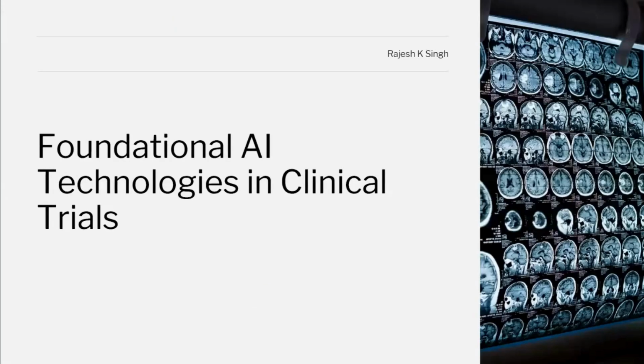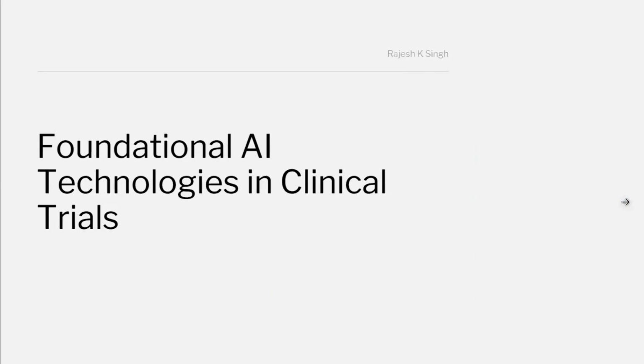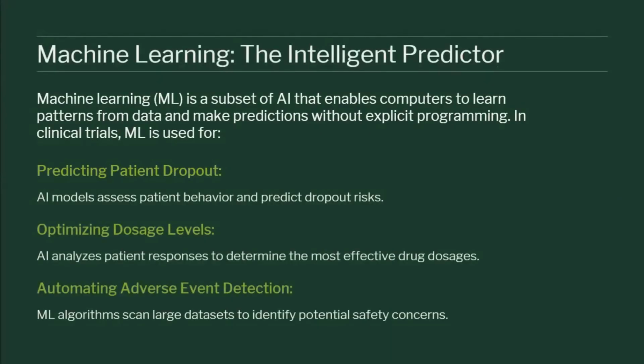Now, foundational AI technology in clinical trials, we'll try to understand this. First, what is machine learning? Basically, it's called the intelligent predictor. Machine learning is a subset of AI. It's not AI, it's a part of AI that enables computers to learn patterns from data and make predictions without explicit programming. In clinical trials, ML is used for predicting patient dropout.